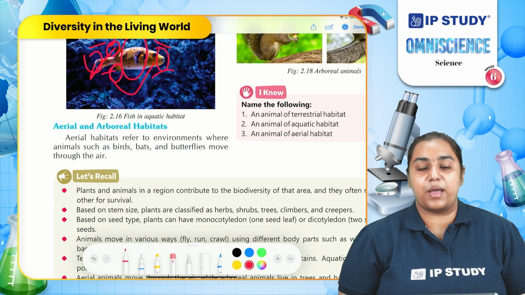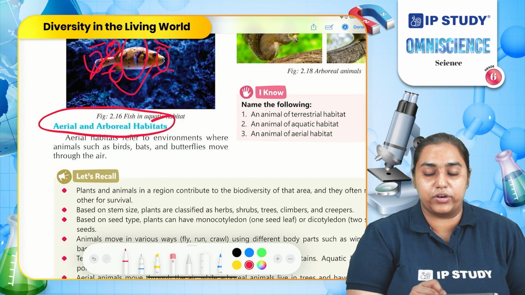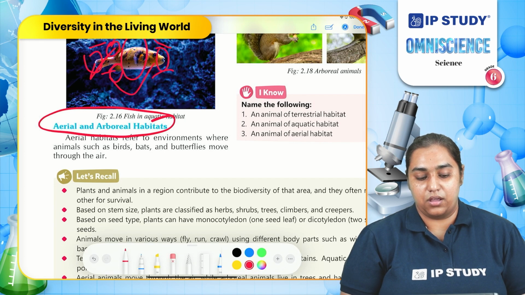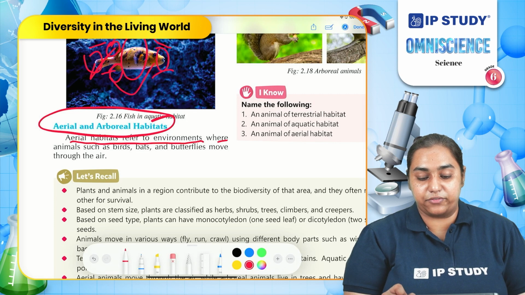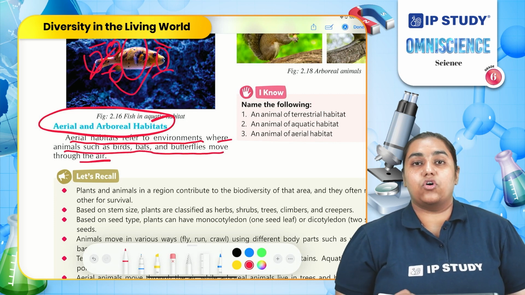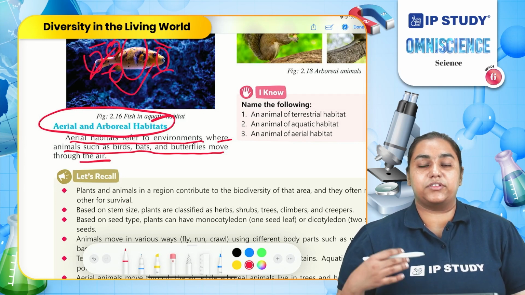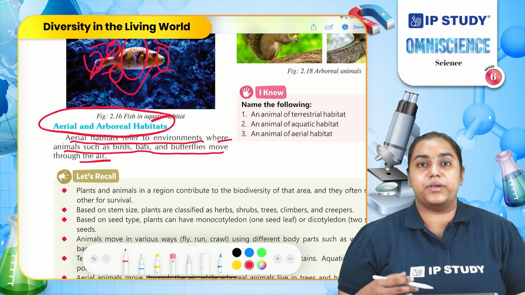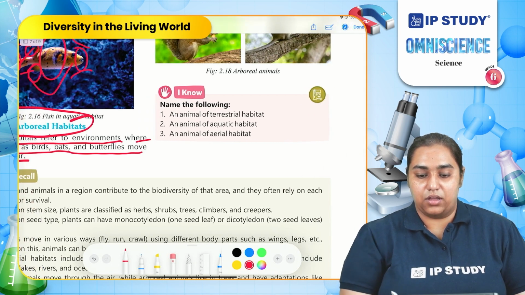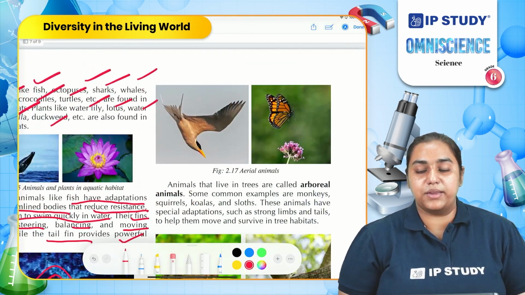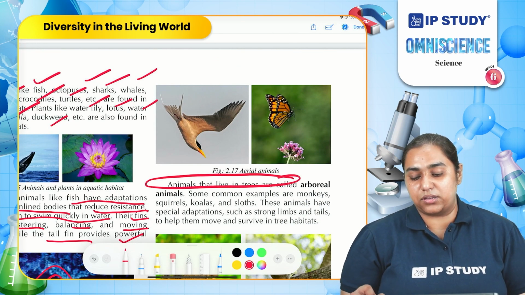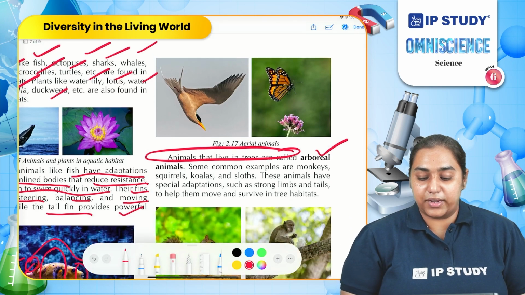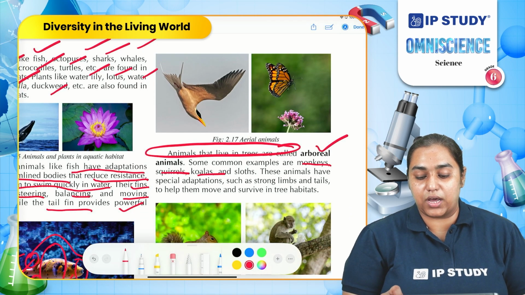Another category of habitat is aerial and arboreal habitats. So what is aerial habitat? Aerial habitat refers to the environment where animals such as birds, bats and butterflies move through the air. So all the animals found in the air, all the animals which are flying, form the aerial habitat. And what are arboreal habitats? Animals which live on the trees form the arboreal habitat, and these animals are known as arboreal animals. Common examples are monkeys, squirrels, koalas and sloths.